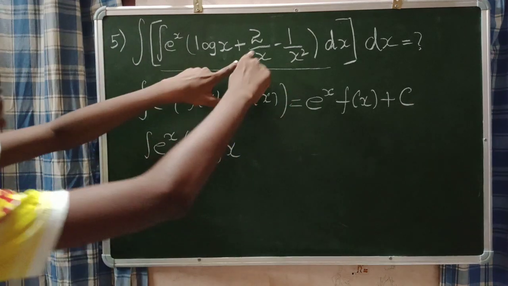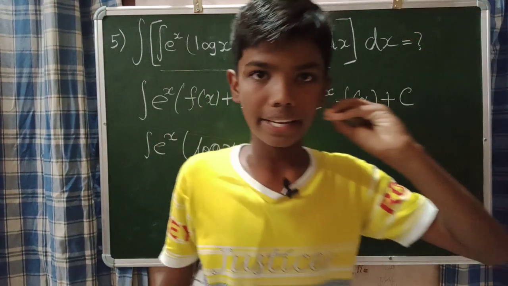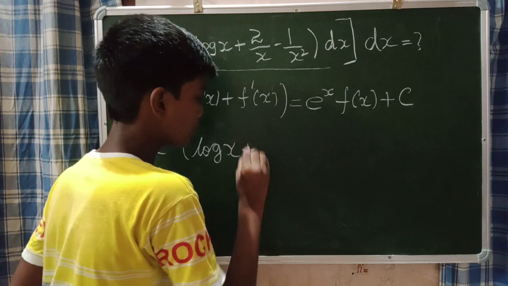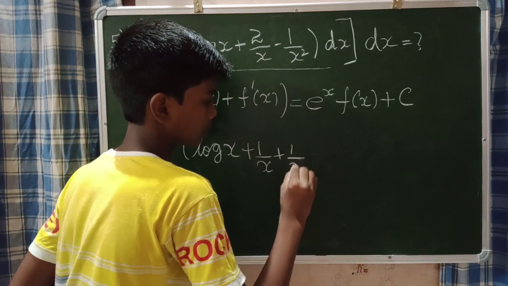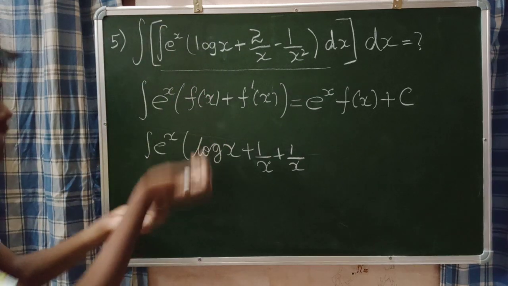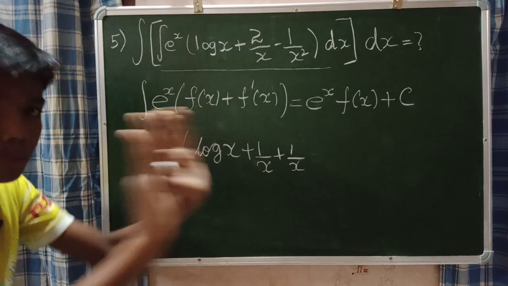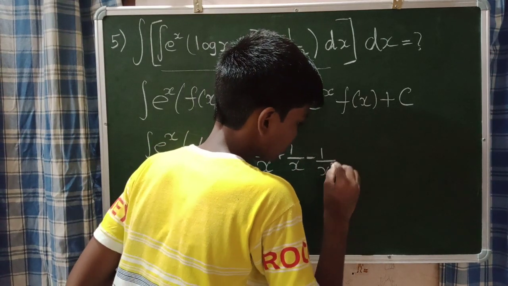Now I am going to divide. I am going to split this 2 by x as 1 by x plus 1 by x, that is, plus 1 by x plus 1 by x minus 1 by x square. Same, minus 1 by x square only. Okay, guys.